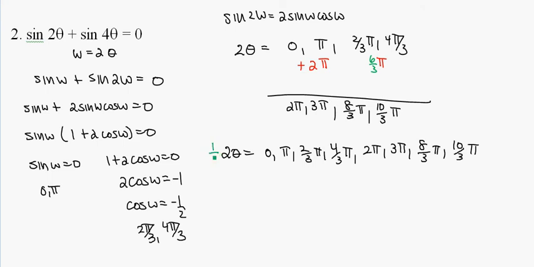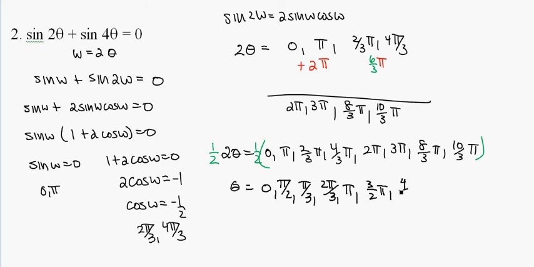So I'm going to multiply both sides by 1/2. So I'll multiply this side by 1/2 as well. And the theta will go away, so I have theta. 1/2 times 0 is 0. 1/2 times pi is pi halves. You get the gist. 1/2 times 2/3 is pi thirds. 3 times 1/2 is 3 halves pi. 8/3 times 1/2 is 4/3 pi. 10/3 times 1/2 is 5/3 pi.